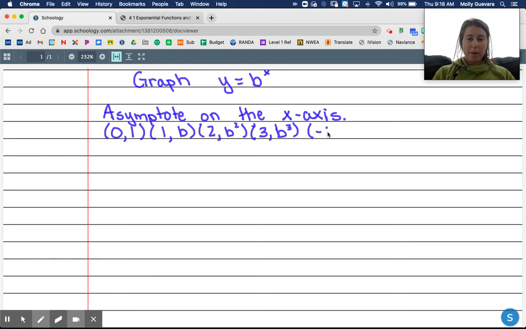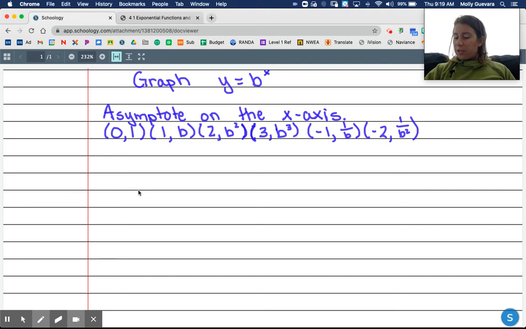And then we can go the other way. We can say negative 1, 1 over b. And then we can also say negative 2, 1 over b squared. So again, depending on what b is, right? But this kind of is the general idea of how to graph an exponential function.